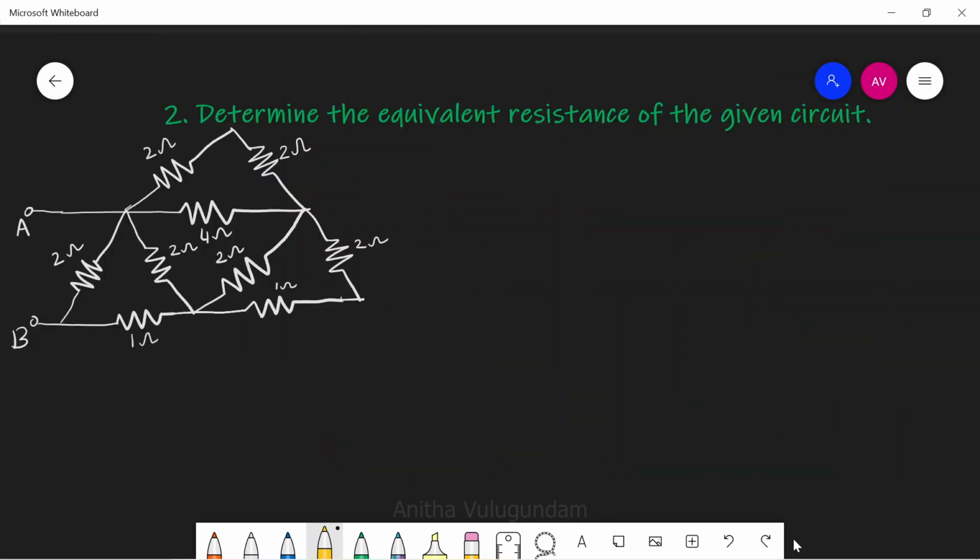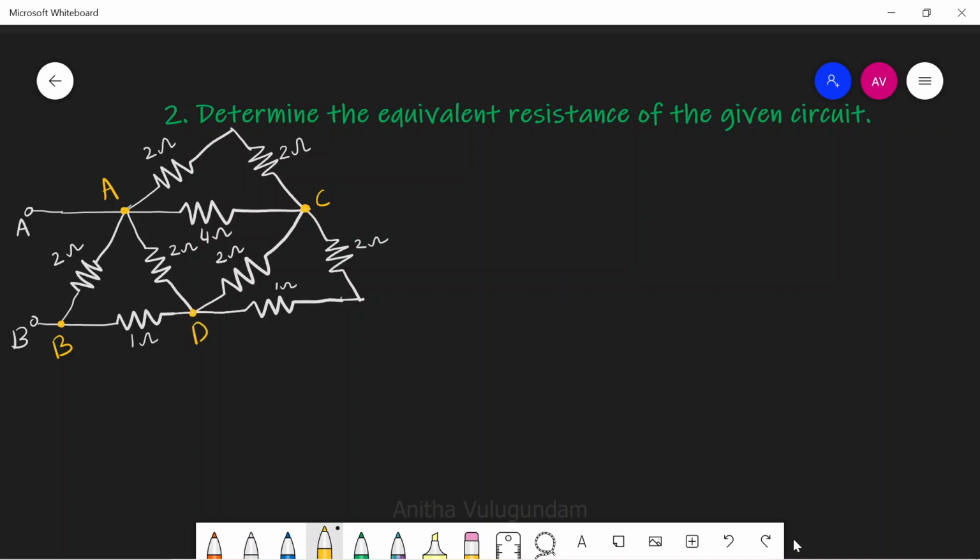Now let us discuss the second problem. Determine the equivalent resistance of the given circuit. This is the circuit given to us. First, let us identify the nodes. This node is already specified as A and this node is already specified as B. And we can specify this node as C and this node as D.